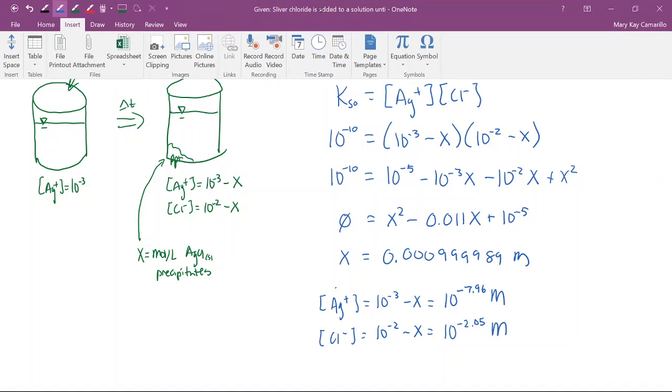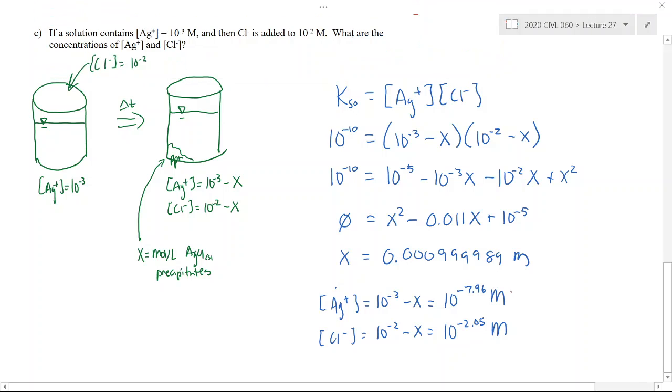And don't forget to carry a lot of numbers on these problems because we're dealing with really small numbers here. Okay, so this gives me the final concentrations of silver and chloride, so final concentrations after precipitation occurs in this solution where we have silver and chloride being added separately.